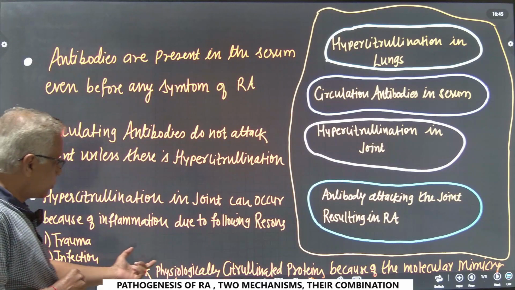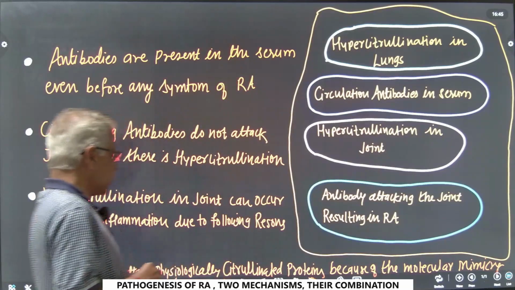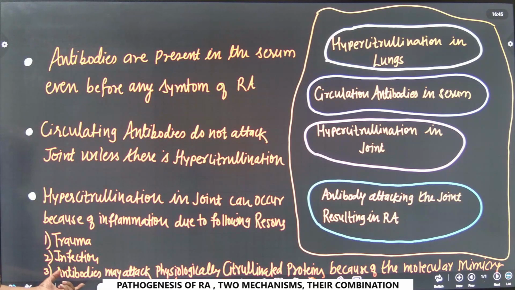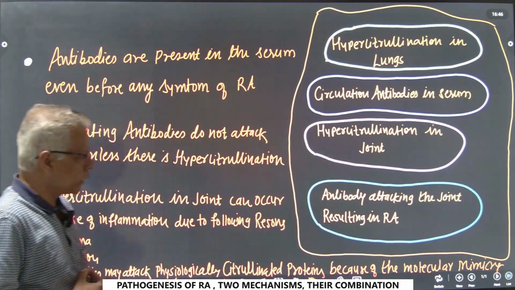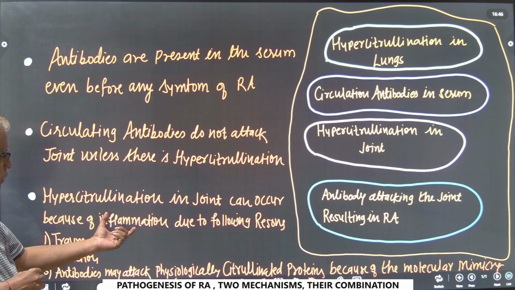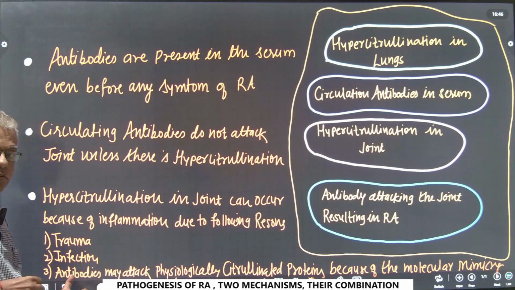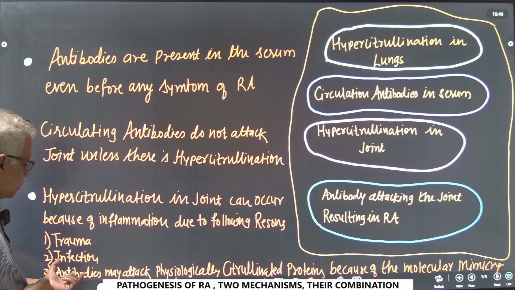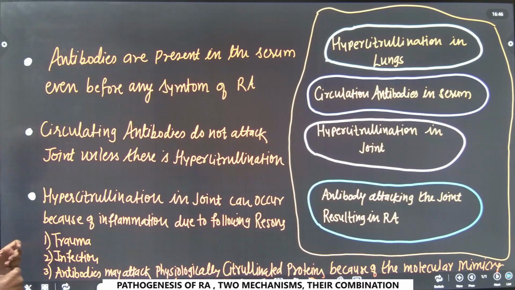Antibodies may attack physiologically citrullinated proteins because of the molecular mimicry. So in the second mechanism we have seen that these antibodies attack the physiological citrullinated proteins because of the molecular mimicry. So this inflammation in the joint, according to the first mechanism, is because of the trauma and infection, and according to the second mechanism, we are getting this inflammation of the joint because these antibodies are attacking these physiologically citrullinated proteins there.